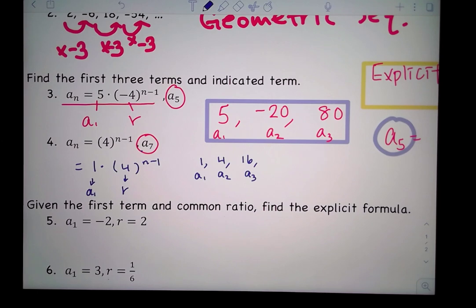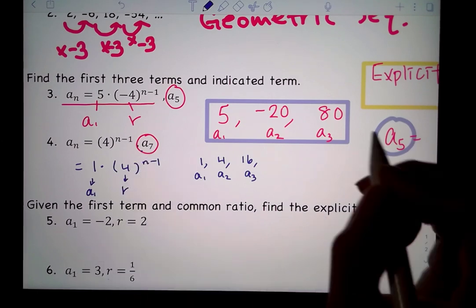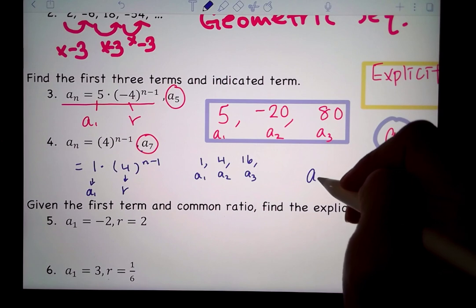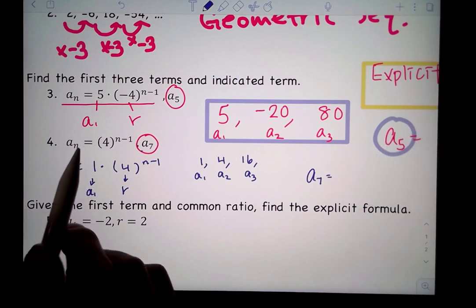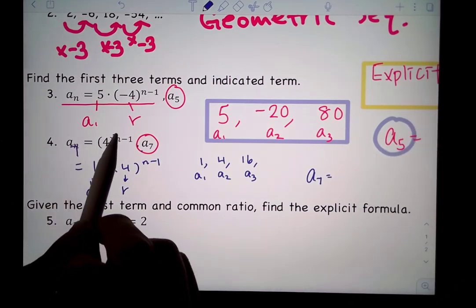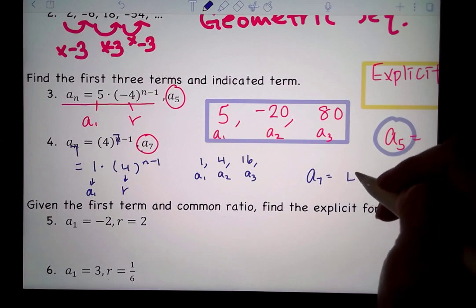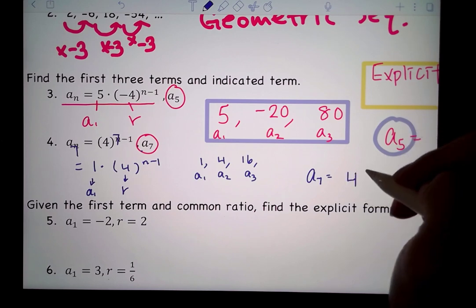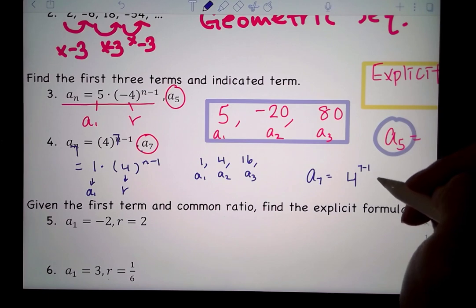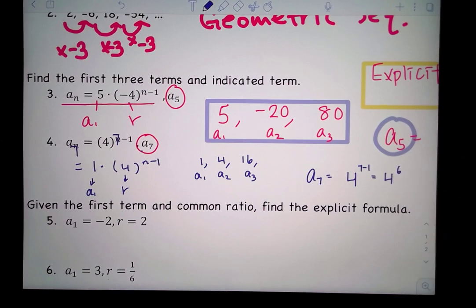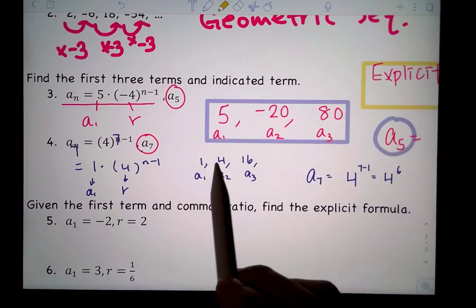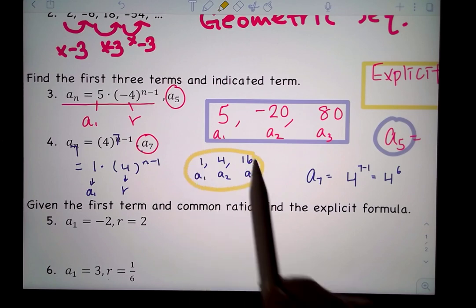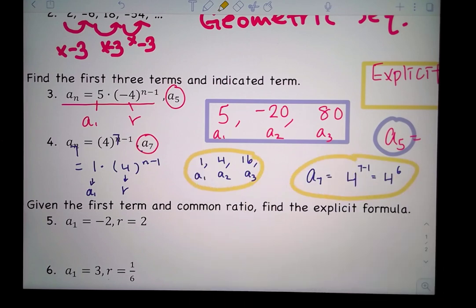And then we need to find what? A7. So I'm gonna get A7. Then we put 7 into n, right? 7 into n. So 4 to the 7 minus 1, which is 6. So 4 to the 6. So these are my answers. This one and that one. Okay?